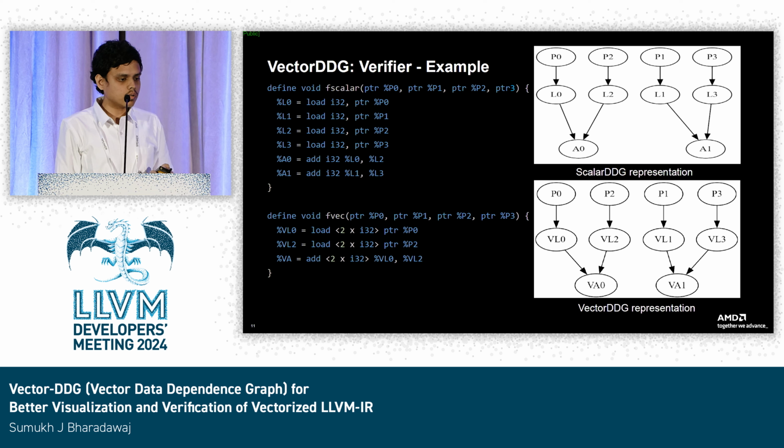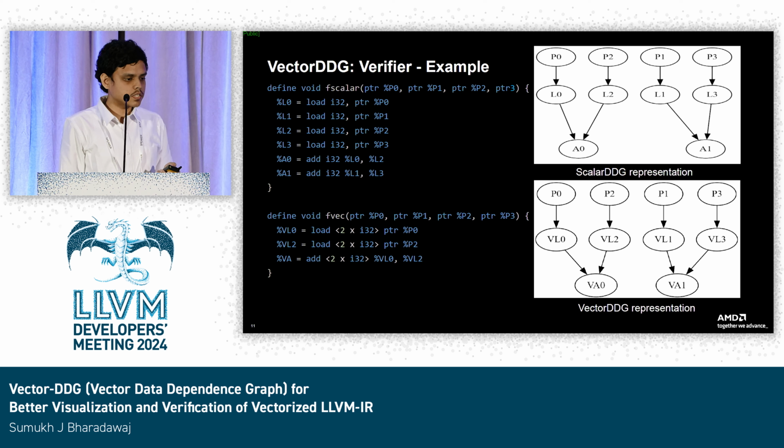So here is an example that shows us the differences between the two graphs. Here in the scalar graph, which is on the top right, we have incoming values from P0 to P3, followed by 4 scalar loads, and then 2 scalar additions at the end. We can see that the scalarized vector DDG also looks quite similar to the original scalar DDG, and it also has the lanes depicted as nodes of their own in the form of VL0 and VL1 for the first vector load, and VL2 and VL3 for the second vector load.